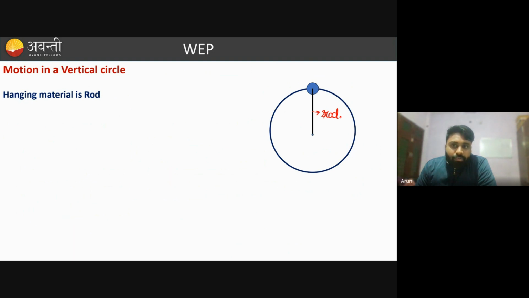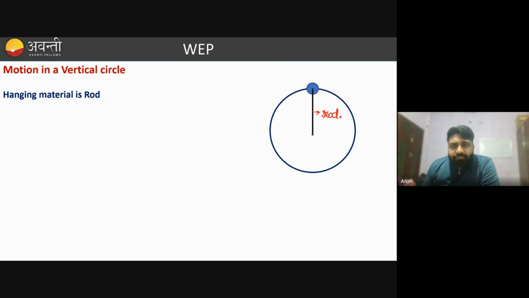But if you try to compress the rod, it will resist it. It will resist both types of motion, both extension and compression. If you try to extend it, it will also resist that. So in that case, we should not worry about the tension, because tension is always there. Got it? So what are we interested in? It is the velocity.